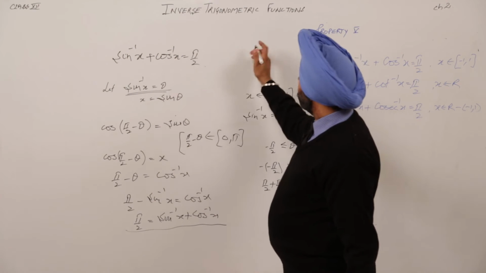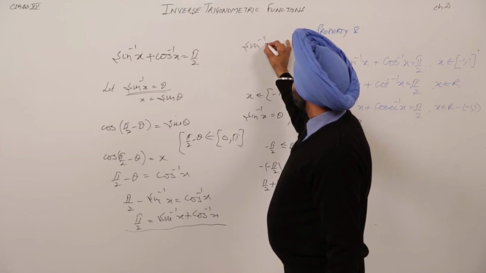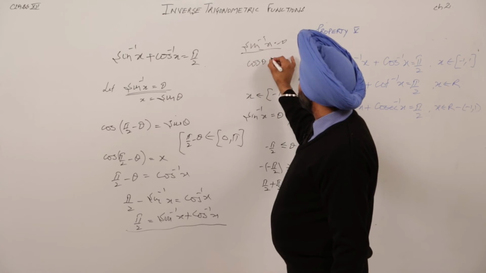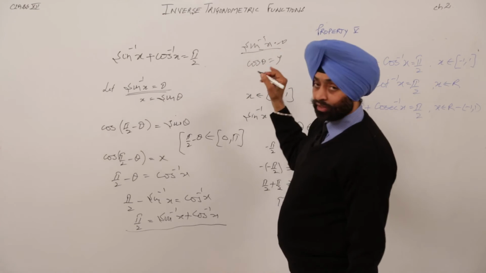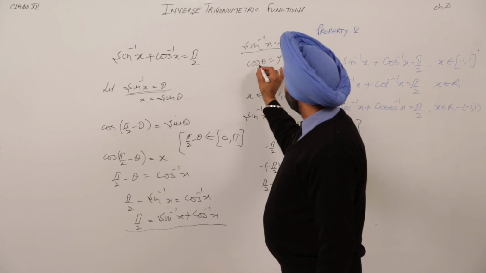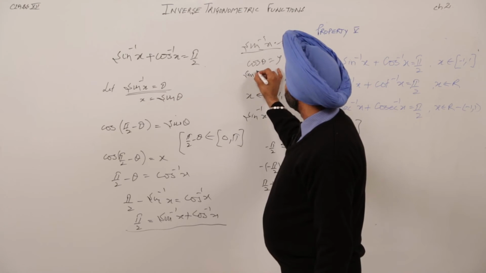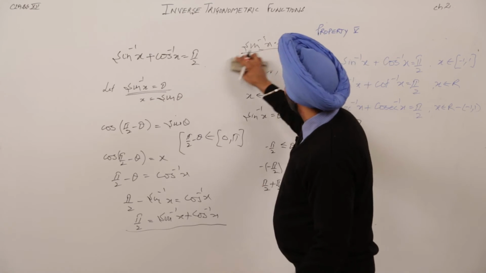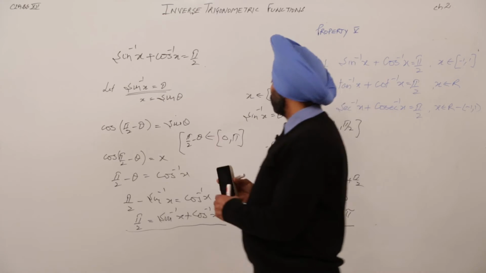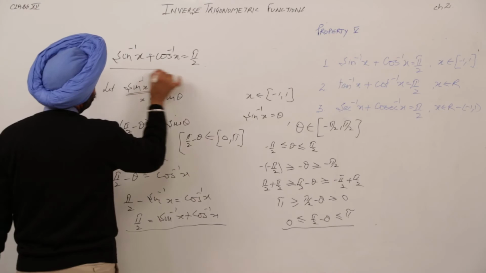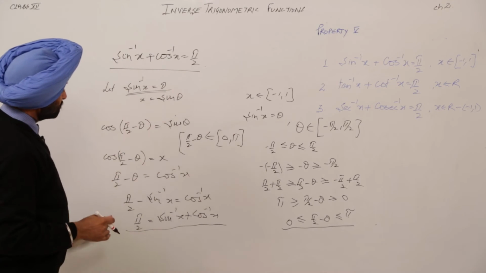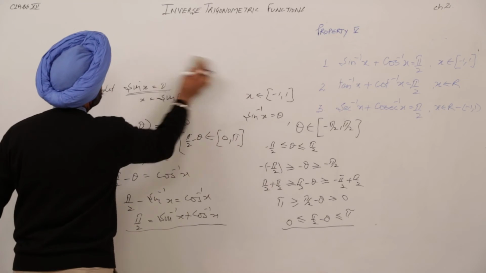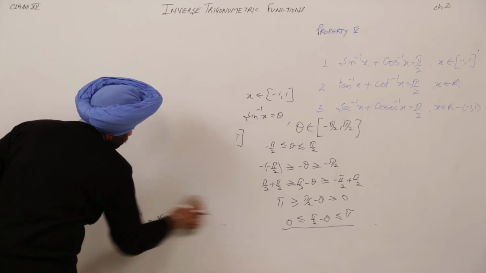Let me tell you one thing once again. What I wrote in the beginning: if sin inverse x is equal to theta, how can we prove this? I wrote, let cos theta is equal to y, and in place of cos theta we can write sin of pi by 2 minus theta, since cos pi by 2 minus theta is sin theta. So now this is the proof for sin inverse x plus cos inverse x is equal to pi by 2. A very simple proof.